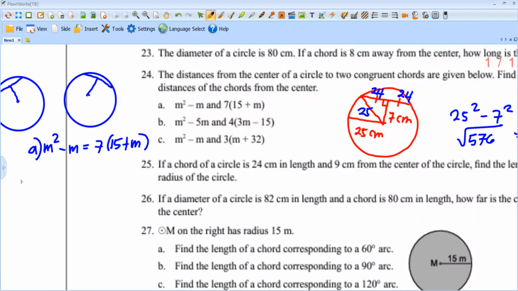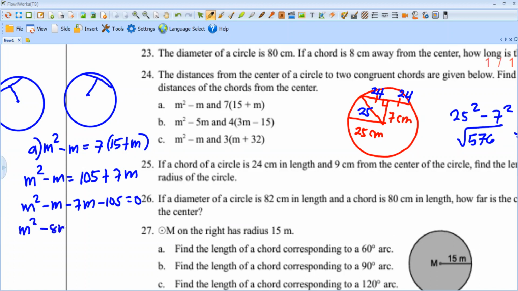So let us see, we will combine like terms. So M squared minus M is equal to 7 times 15. 70 plus 35 is 105, plus 7M. So M squared minus M minus 7M minus 105 equals 0. So M squared minus 8M minus 105 equals 0.